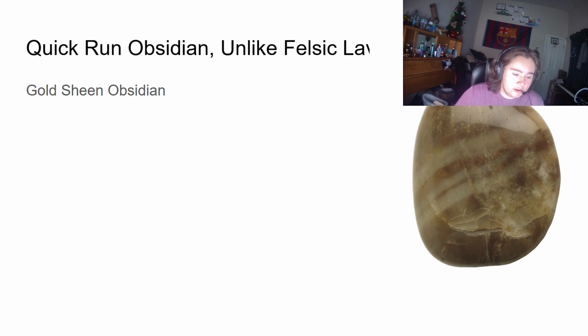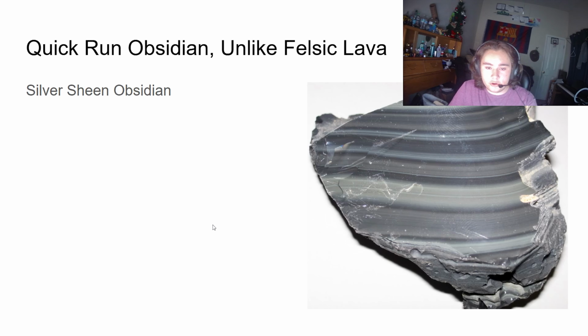globally. The next one is going to be our silver sheen obsidian. This one has inclusions of magnetite or feldspar minerals, and it is found in parts of the United States such as Oregon and California, Mexico, and various volcanic regions around the world.